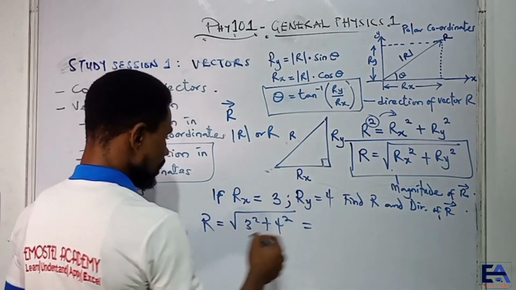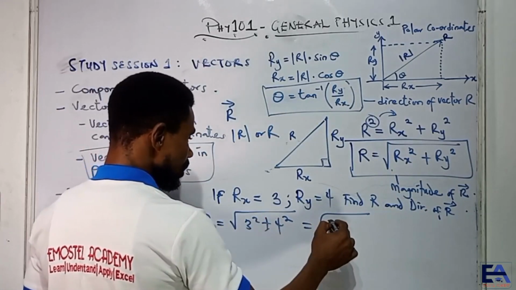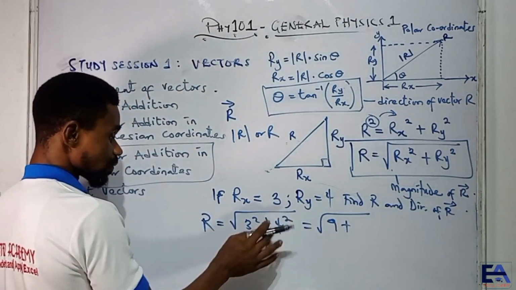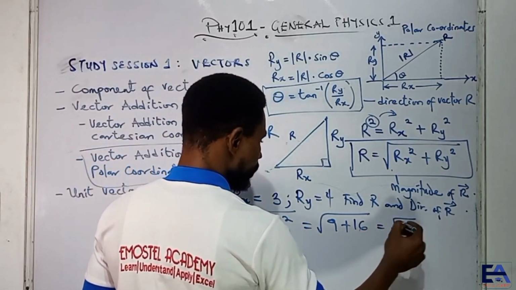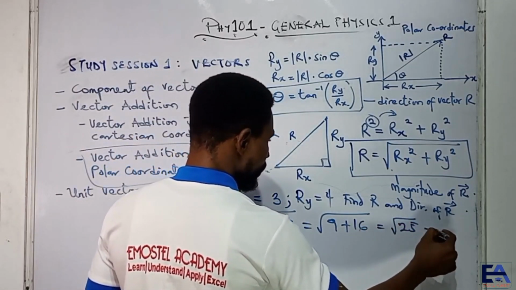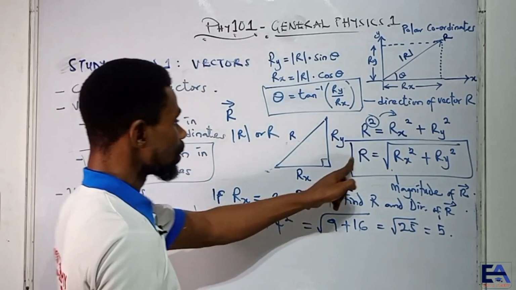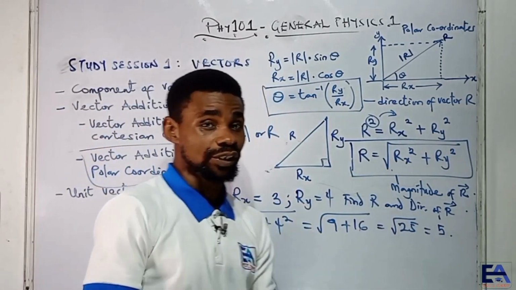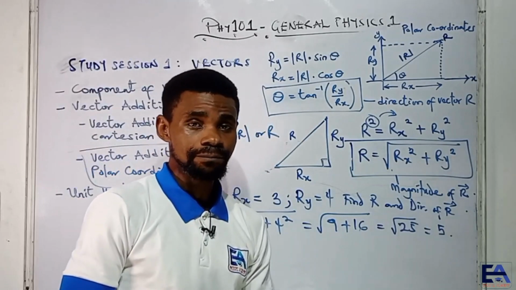Okay, 3 squared means 3 times 3, and that's 9. 4 squared means 4 times 4, and that is 16. Then we have the square root of 9 plus 16, which is 25. The square root of 25 is 5. So the magnitude of this vector R is equal to 5, I mean 5 Newton, 5 whatever. That is the magnitude of vector R.